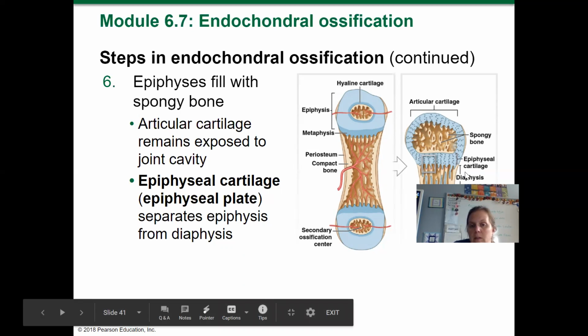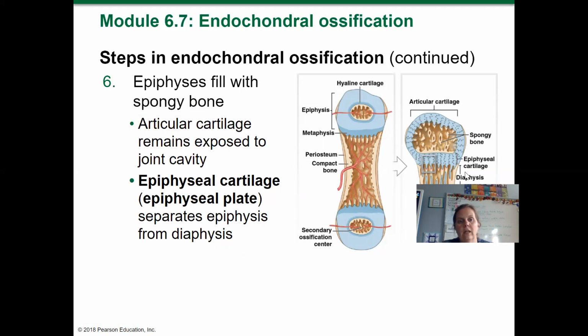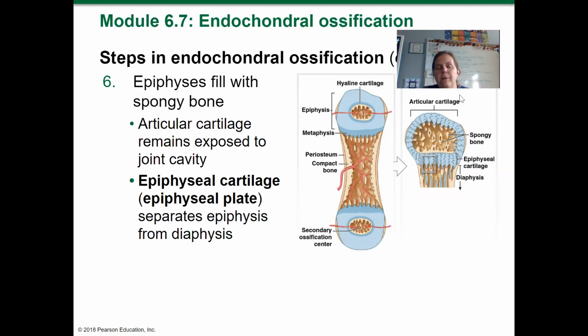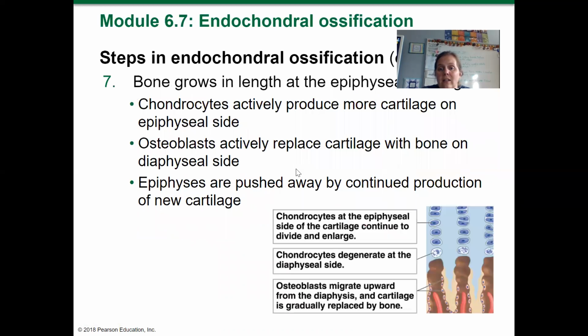And let's see if I can move this again. And it's the plate between the epiphysis and the diaphysis. So here you can see this cartilage forming, and that's eventually where you will see the plate. You can actually see that in a fully formed bone. You can see the remnants of that epiphyseal plate. It's called the epiphyseal line.